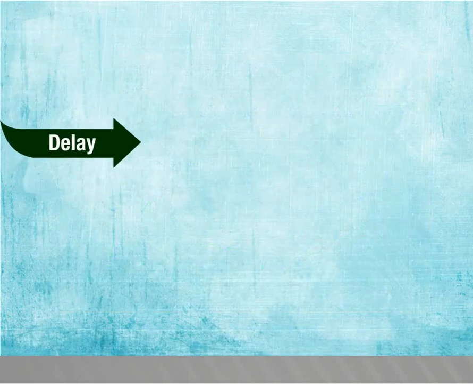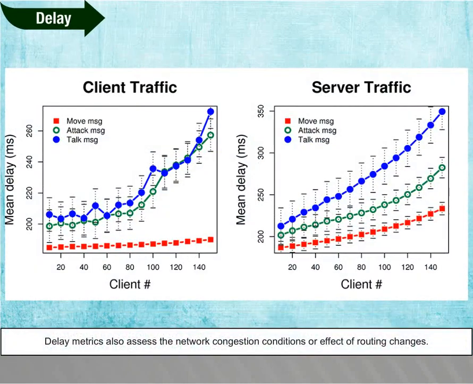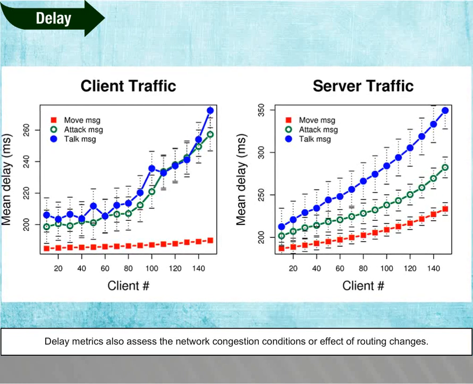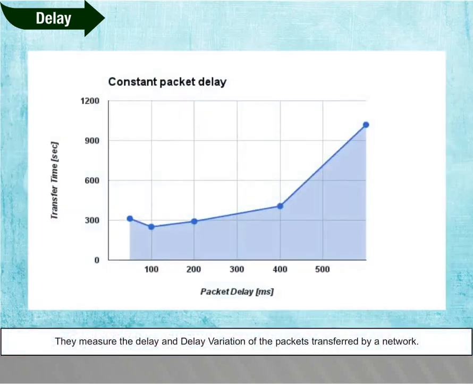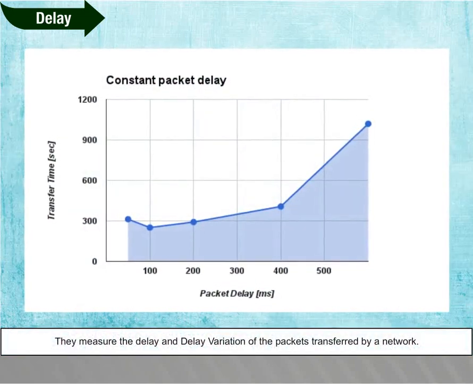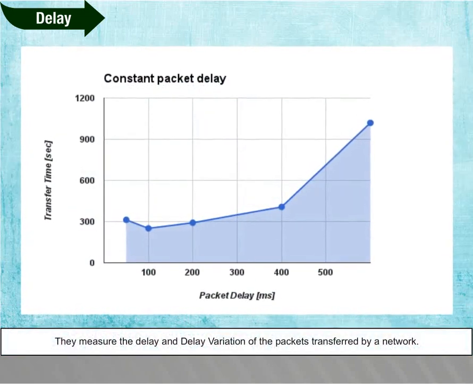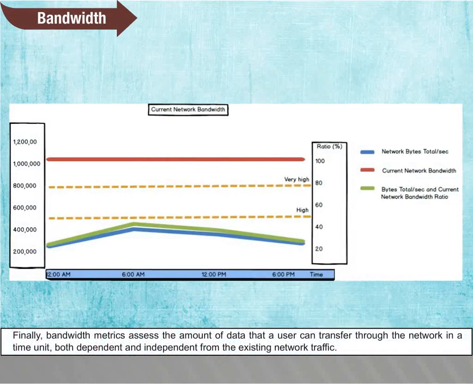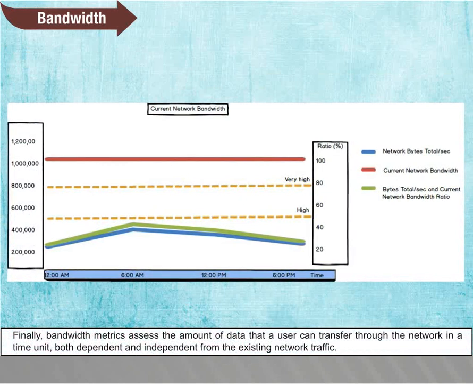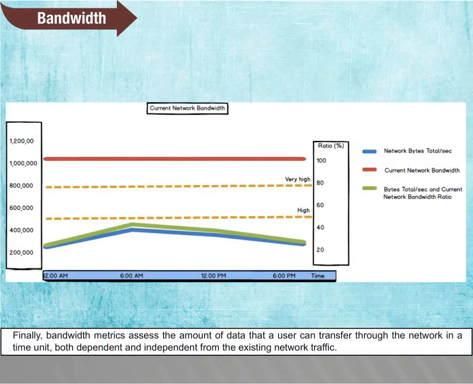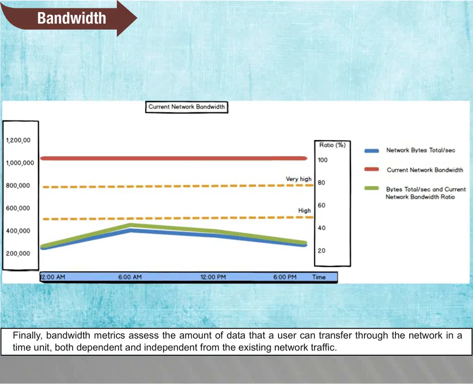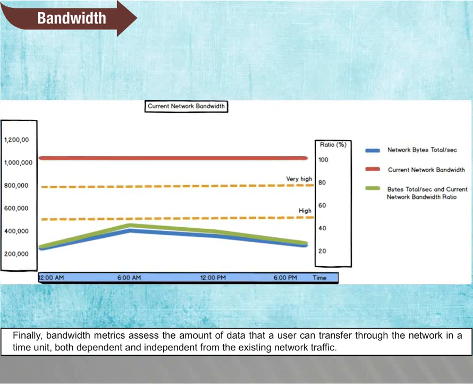Delay. Delay metrics also assess the network congestion conditions or the effect of routing changes. They measure the delay and delay variation of the packets transferred by a network. Bandwidth. Finally, bandwidth metrics assess the amount of data that a user can transfer through the network in a time unit, both dependent on and independent from the existing network traffic.